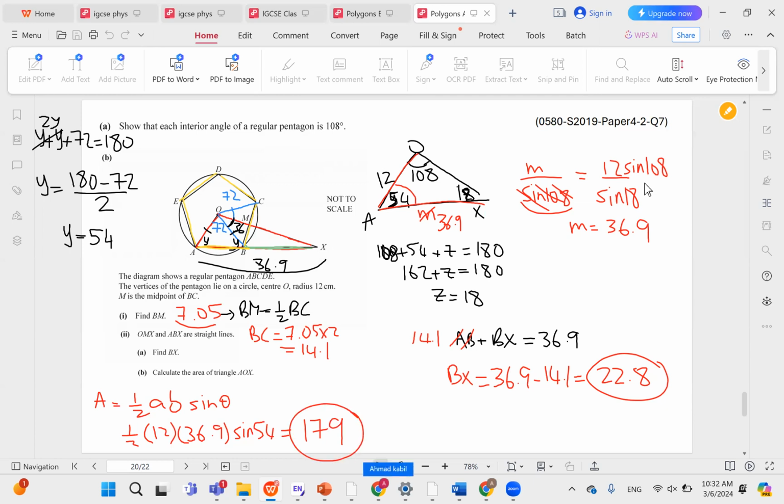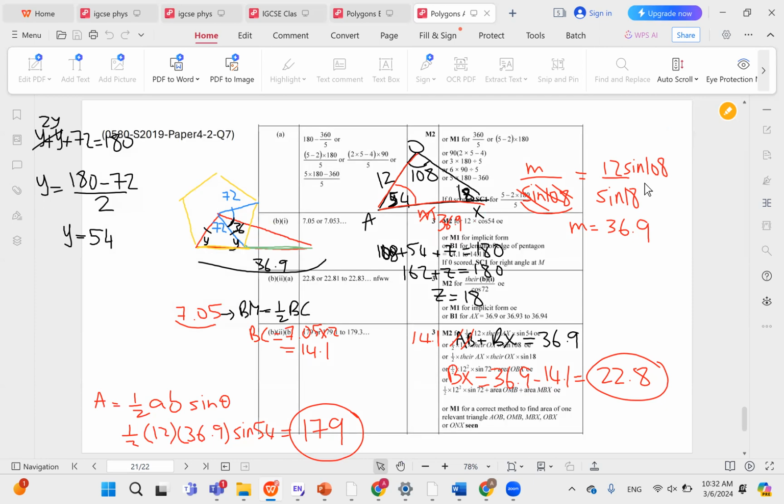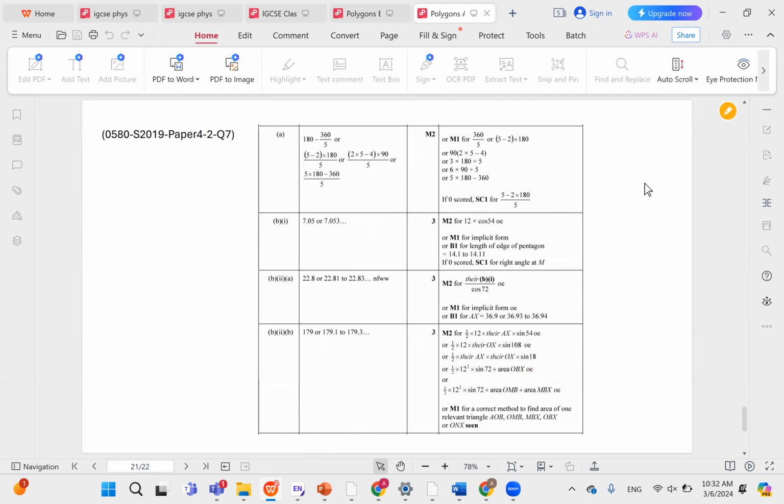And that brings us to the end of our problem. Let's check the marking scheme. So 22.8 is correct, and 179 is correct as well. Let's check. There you are. 22.8 and 179. So this brings us to the end of our video.